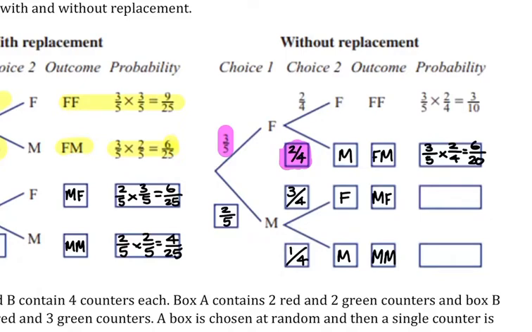So then to get our branch of male-female, we'll multiply our male by our female here. So we're going to go 2 over 5 times 3 over 4, which equals 6 over 20. And then we want to get our male-male. So we have our 2 over 5 branch times our 1 over 4. So 2 over 5 times 1 over 4 equals 2 over 20.